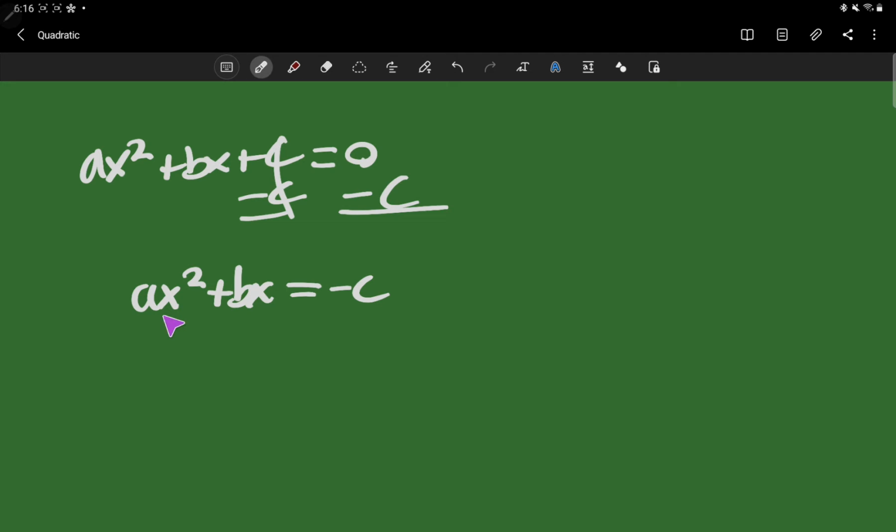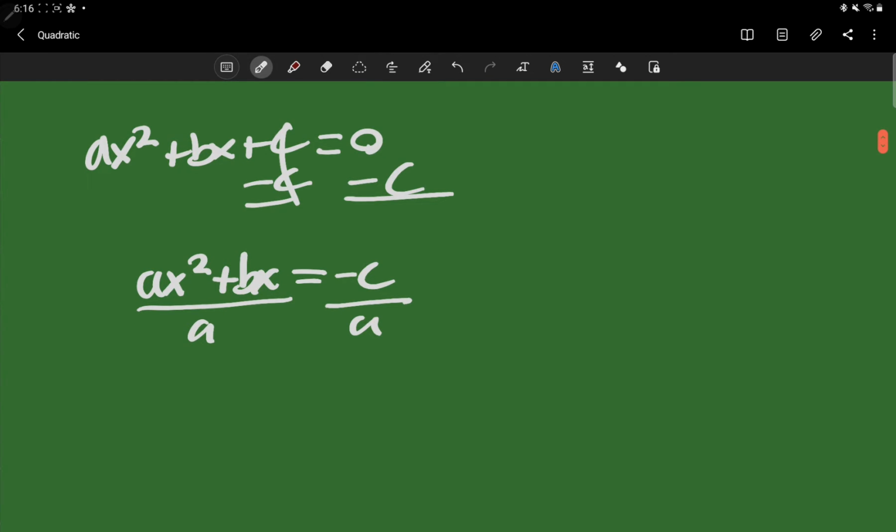And our next step is we're going to divide both sides by a. This is important because to be able to complete the square, we need to have nothing in front of this x squared, which is exactly what happens, because this a and this a cancel. Now, b over a won't cancel, so what we'll be left with is x squared plus b over a x is equal to minus c over a.